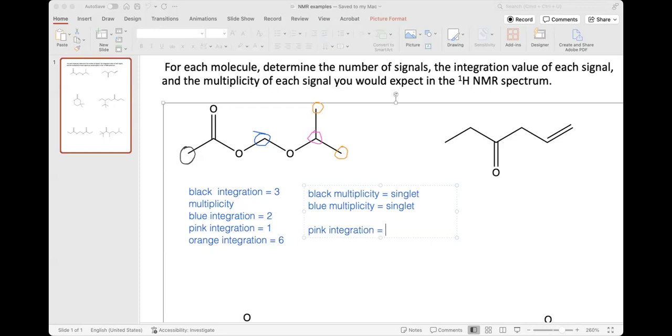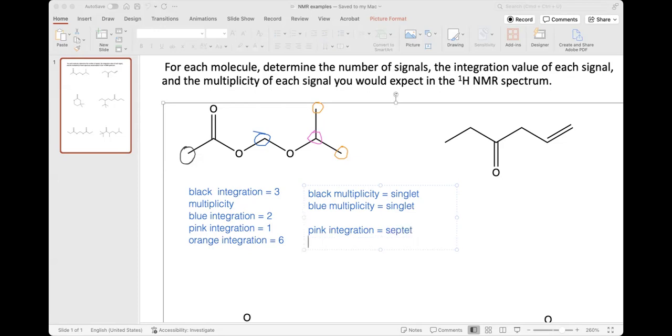All right, now the pink ones may be more interesting. What would be the multiplicity in that case? It'd be a septet, like 7. Yeah, exactly right. So we add up all of the neighboring hydrogens, assuming that they were identical, and then do the plus 1. So there's 1, 2, 3, 4, 5, 6. So 6 plus 1, that would be a septet.